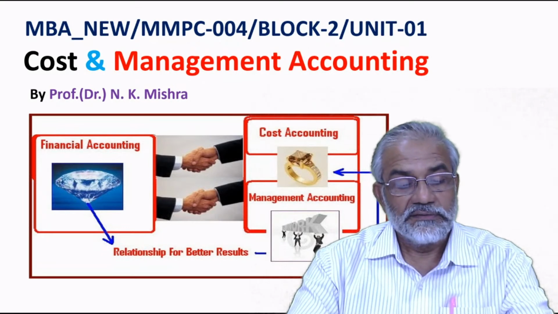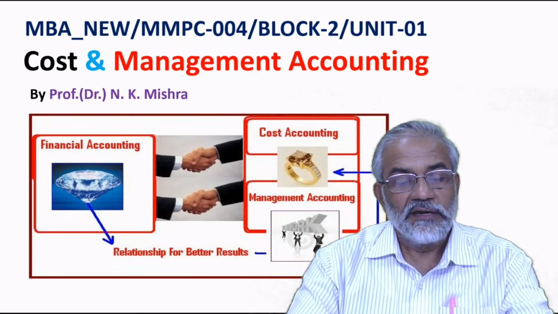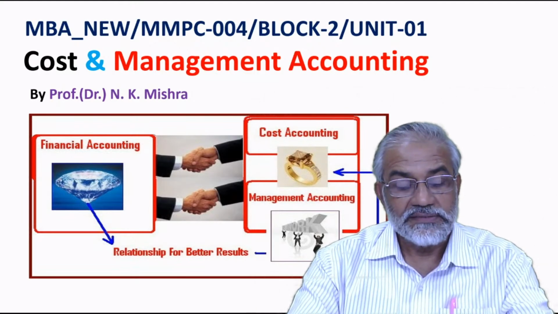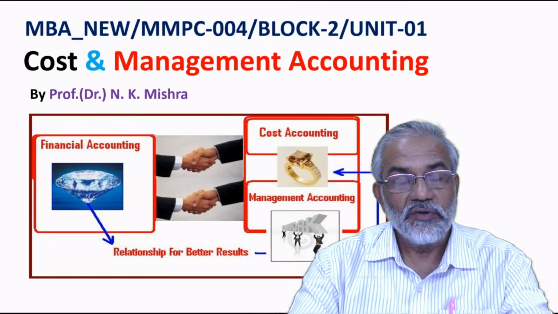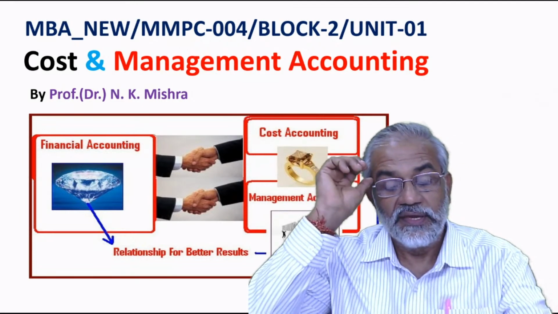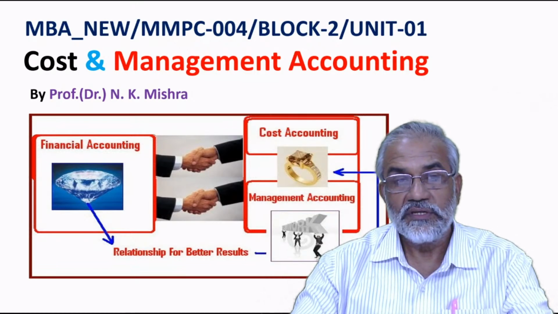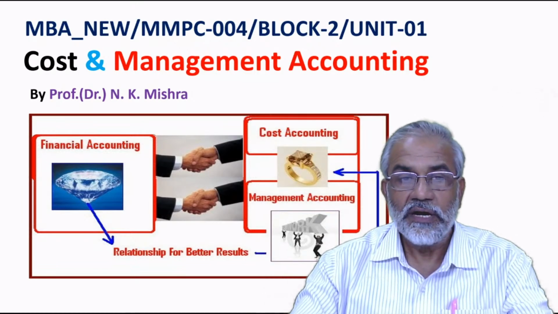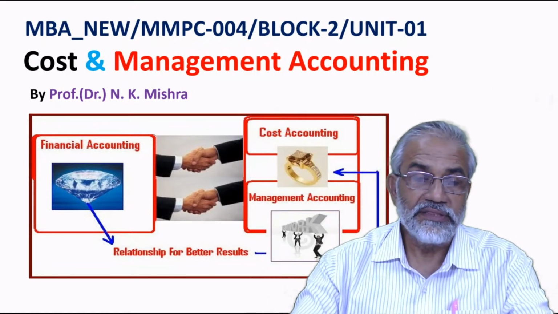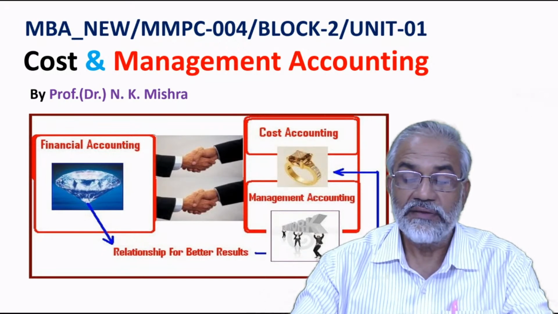Today is the first session for block 3 of accounting for managers, and the topic is cost, volume, and profit analysis. Cost means the amount of expenditure, actual or notional, incurred or attributable for a given thing. So there are four components involved in it, four types of cost.